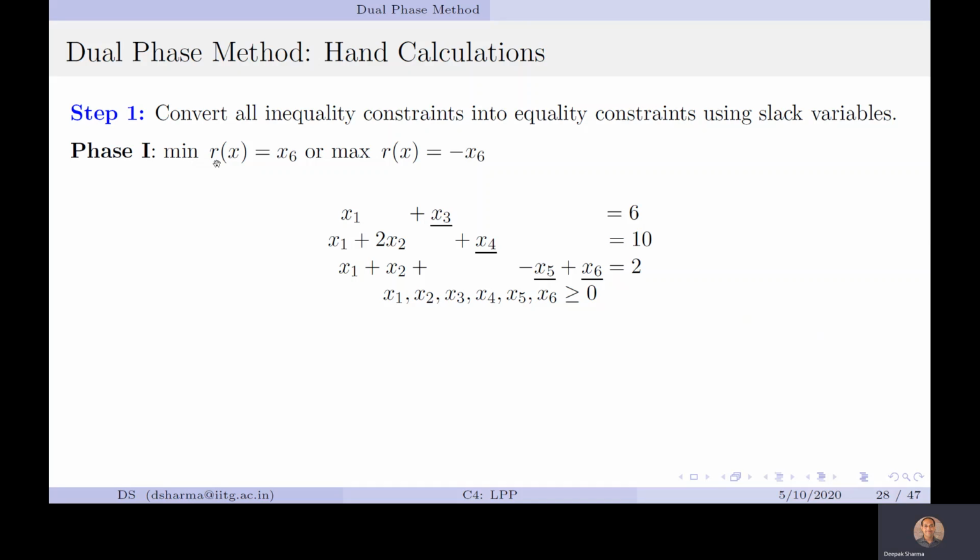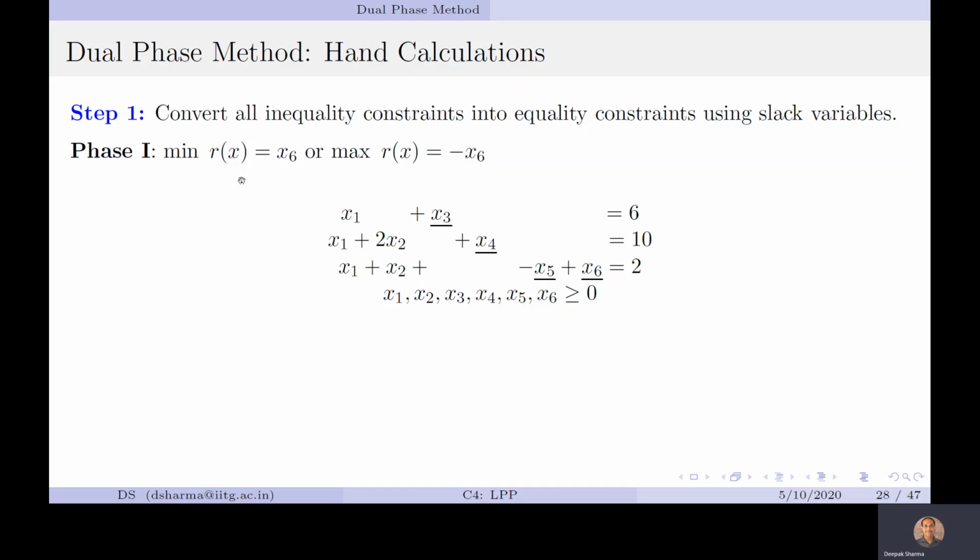We want to minimize the function R = x6, because x6 is the artificial variable. If we are going to minimize it, what is the value of x6? It would be 0. It cannot go beyond 0. Why? Because x6 should always be non-negative. So the minimum value of x6 will become 0, meaning we can make x6 non-basic. Non-basic variables have no role in the optimization.